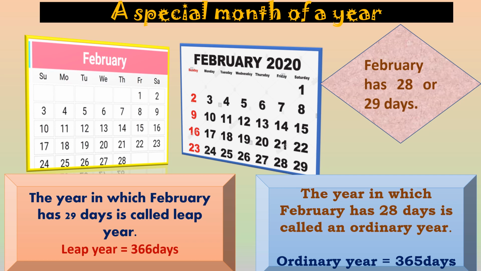Can you name a special month of a year? Yes, February is a special month of a year which has fewer days, that is 28 or 29 days. The year in which February has 28 days is called an ordinary year, and the year in which February has 29 days is called a leap year. A leap year has 366 days and an ordinary year has 365 days.